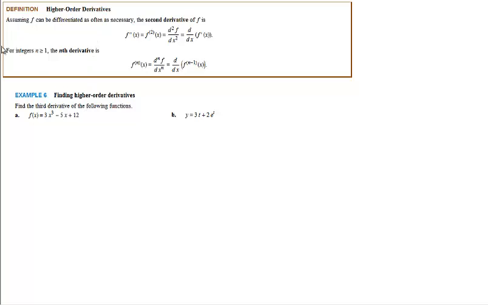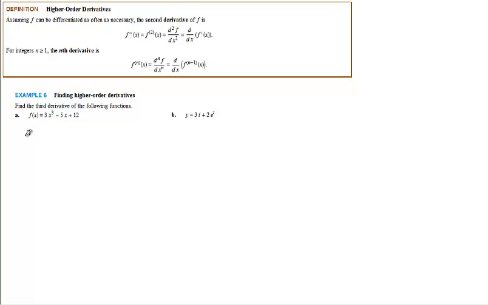This next definition tells me what a higher order derivative means. And a higher order derivative means what we've been doing is called the first derivative. If you want the second derivative, you take the derivative again. If you want the third derivative, you take the derivative 3 times. That's what it means to say that I'm finding a higher order derivative. Let's play with example 6.